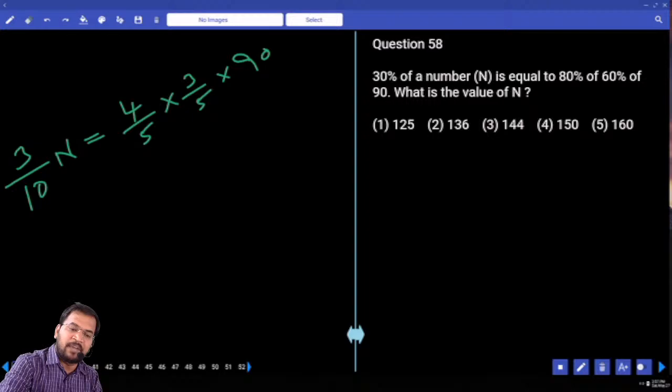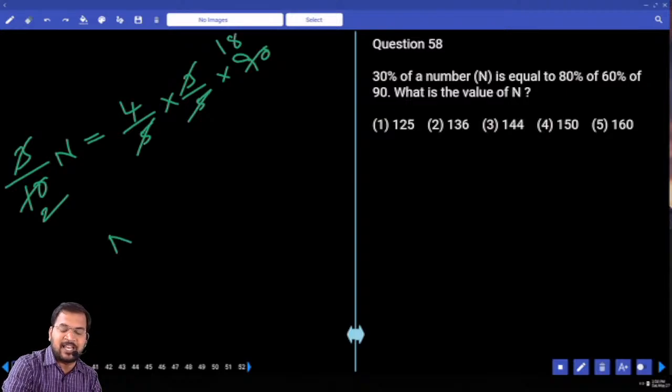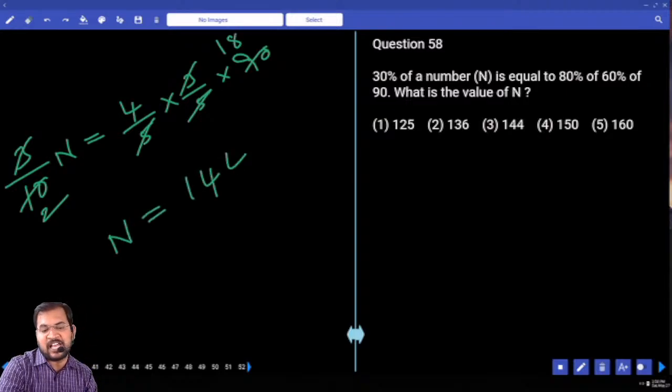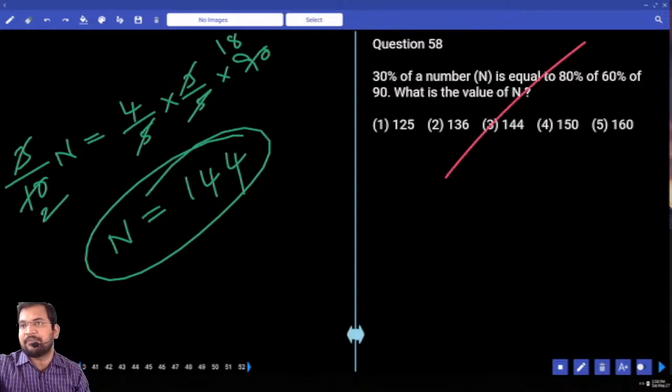Now see here. 5 ones are 5, 5 twos are 10, 3 gets cancelled. 5 times 18, 18 fours are 72, 72 twos are 144. Your answer is 144.